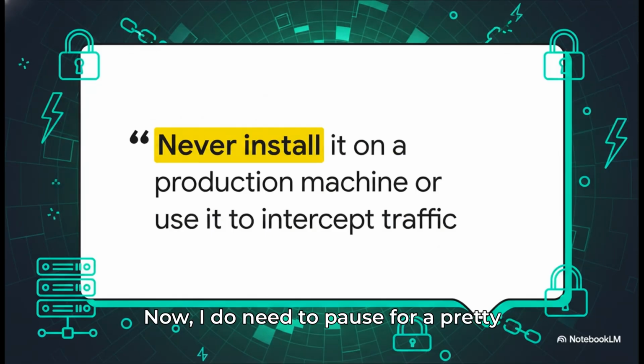Now, I do need to pause for a pretty serious warning here. Never install this on a production machine, and definitely don't use it to intercept traffic on websites you don't own. When you set that root cert to always trust, you are actively allowing Charles to act as a man in the middle and decrypt secure data. Now that's perfectly safe and totally essential for your own local debugging, but it fundamentally bypasses the security of HTTPS. So just keep this tool strictly contained to your testing environments, okay?